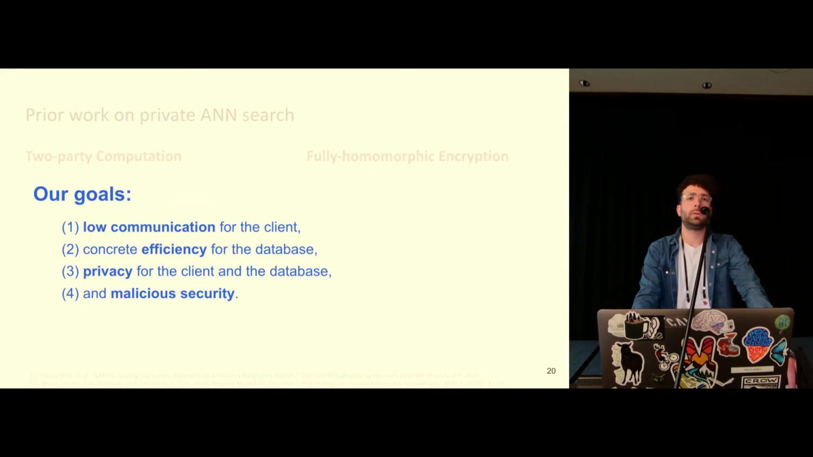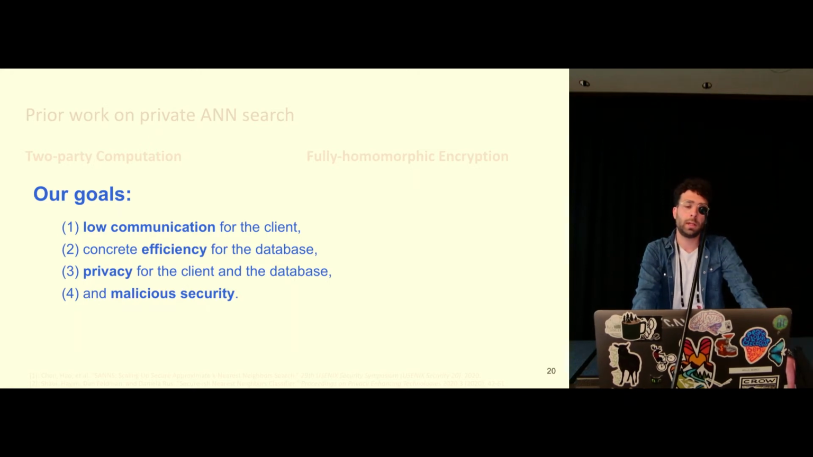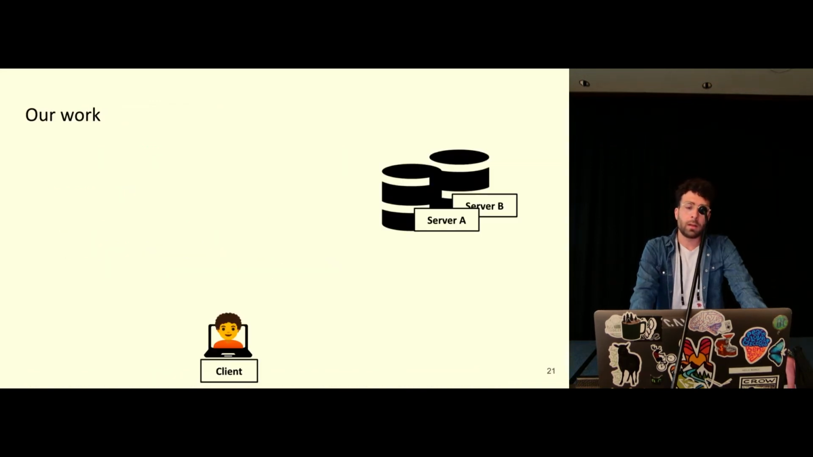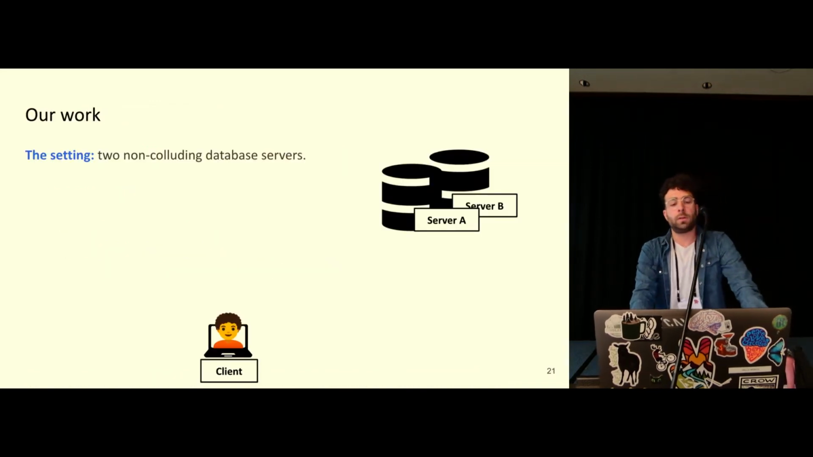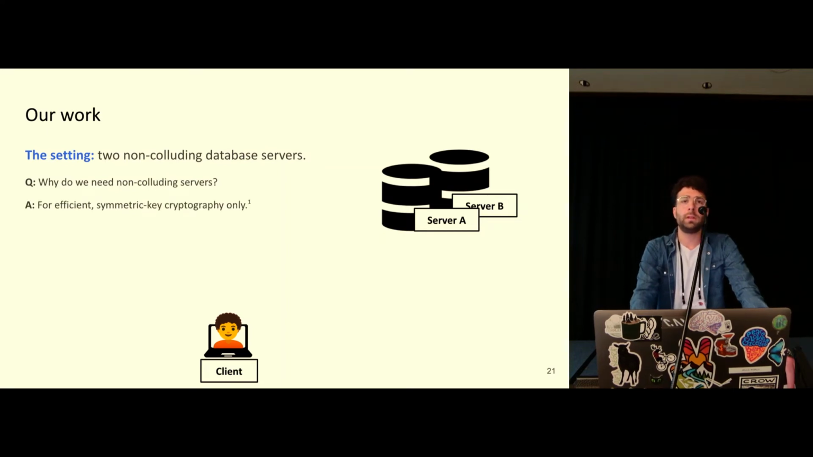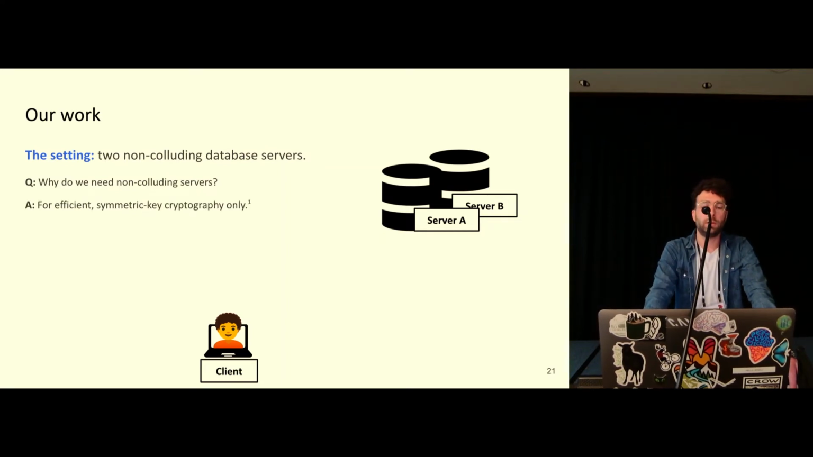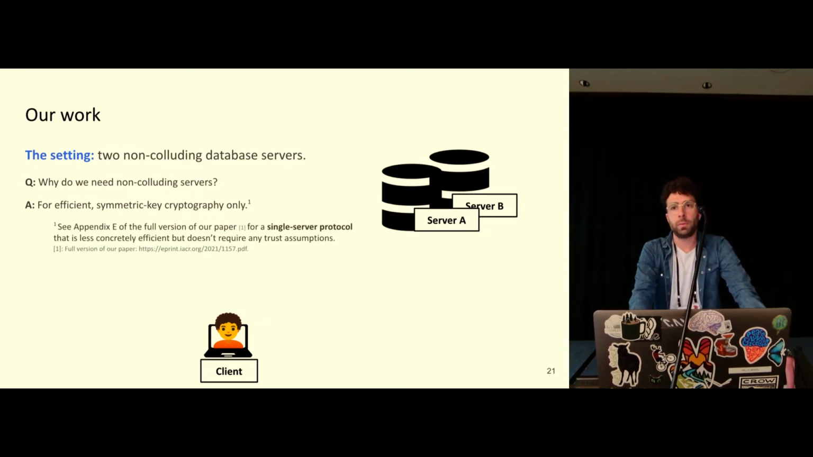So in our work, we try and design a protocol that has low communication for the client, concrete efficiency for the database in responding to queries, privacy for both the client and the database, as well as malicious security. The setting in which we operate is a setting with 2 non-colluding database servers. And you might ask, why do we need 2 non-colluding servers? Well, the short answer is we just need it for efficiency because we want to use symmetric key cryptographic primitives, and this allows us to do so. However, in the full version of our paper, we describe how our protocol generalizes to a setting with a single server and doesn't require this non-collusion assumption.